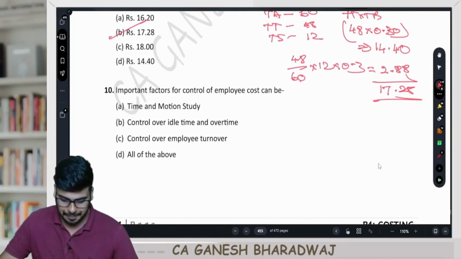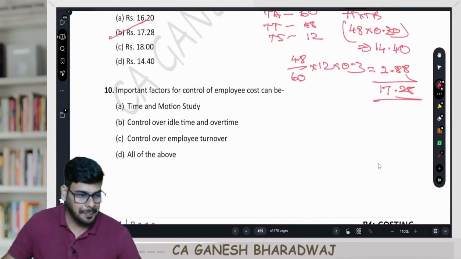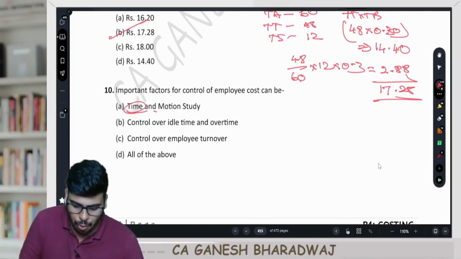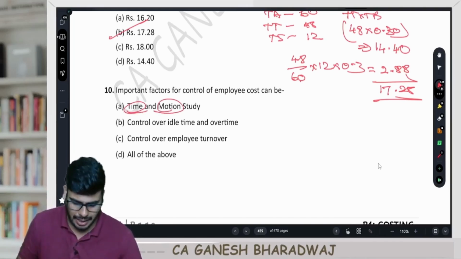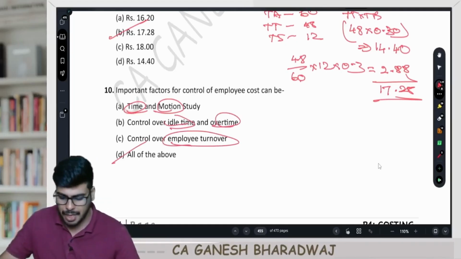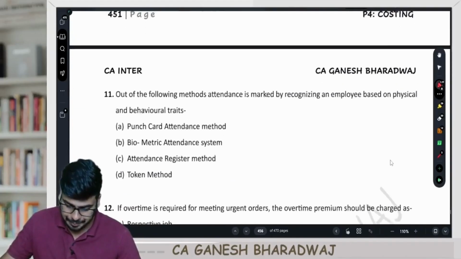Shall we go to the next one? Okay. Important factors for control of employee cost. How do you control your employee cost? Time and motion study. Just see if it is logical. Yes. Control over idle time and overtime. Yes. Control over employee turnover. Yes. Obviously, all of the above. Next.